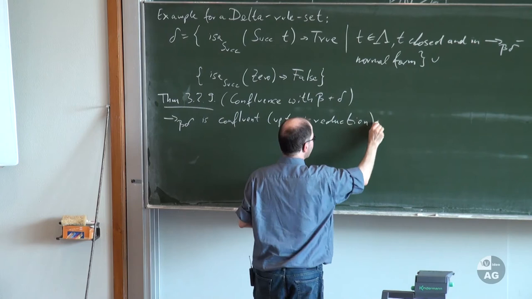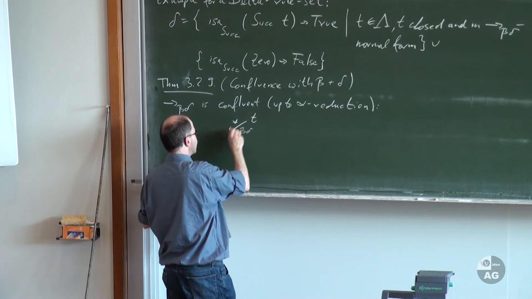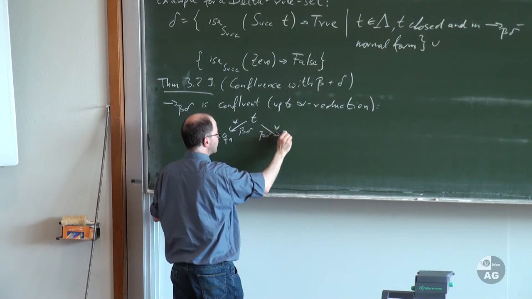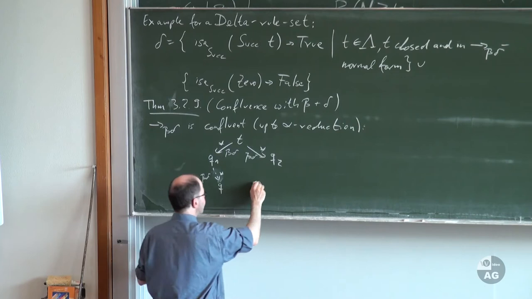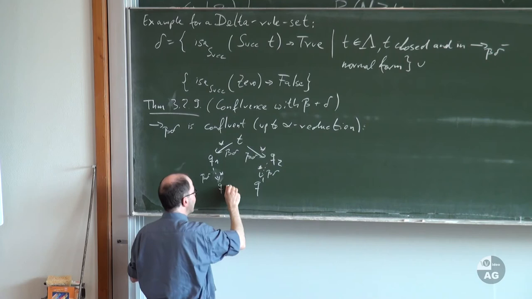So again, this means if I have a t and I go with beta delta to one term q1 and with beta delta to another term q2, then I can join them again. So I can go from here to some term q and from here to some term q prime. And they are almost identical up to the renaming of bound variables.